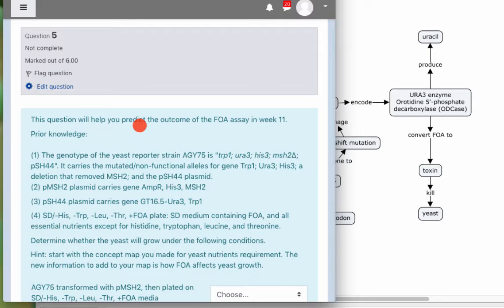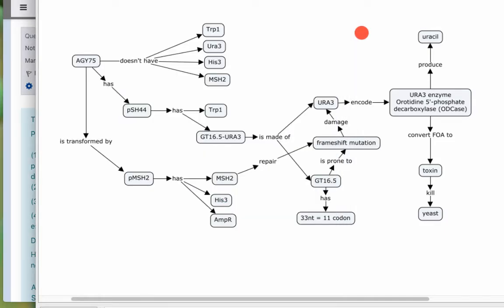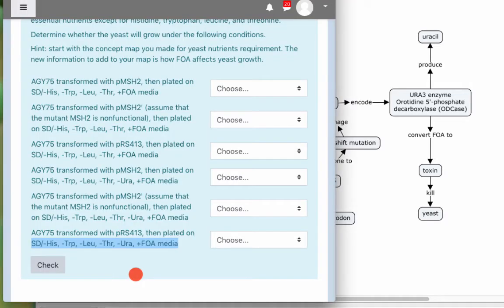For this question, we will need to use the concept map we have made for the FOA assay. I have the map over here. This map summarizes the genotype of transformed yeast and the interactions between different genes within this organism. We have 6 questions, asking for the performance of 3 different yeast strains under 2 different environmental conditions, or 2 different types of media. So I'm going to summarize the genotype first and then the 2 types of media.